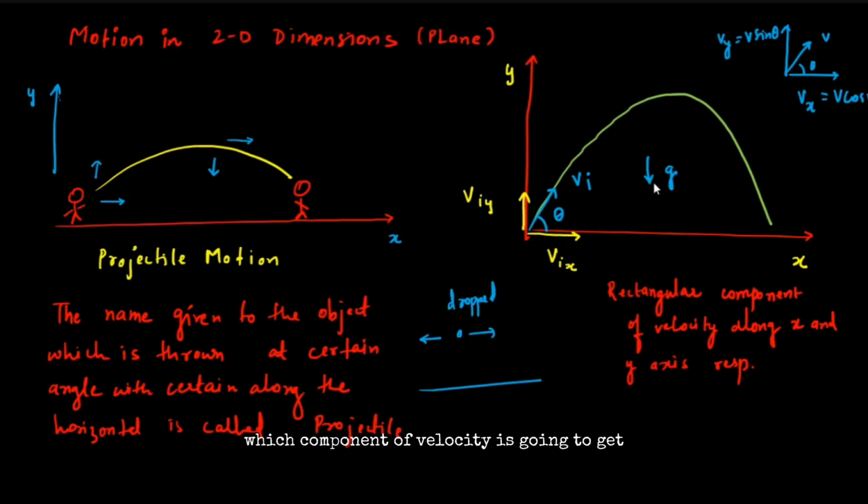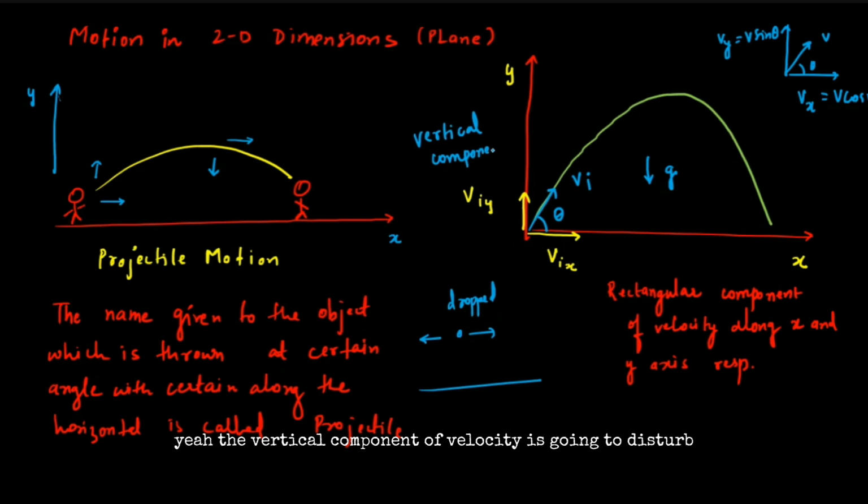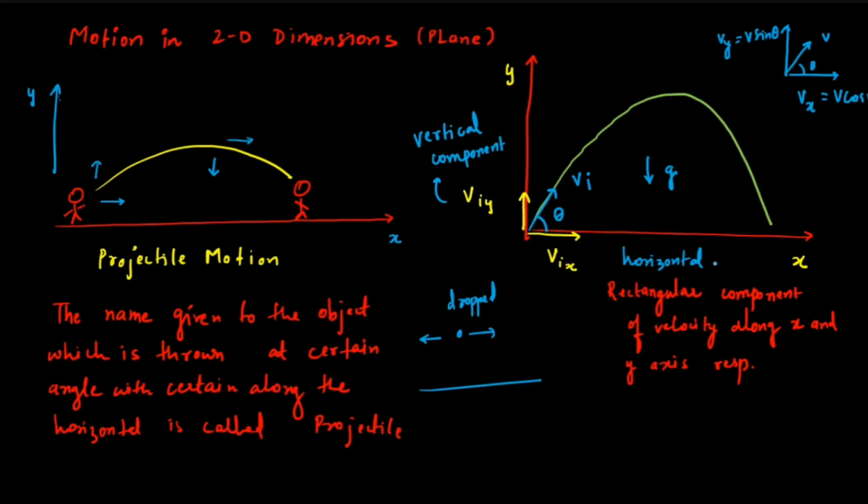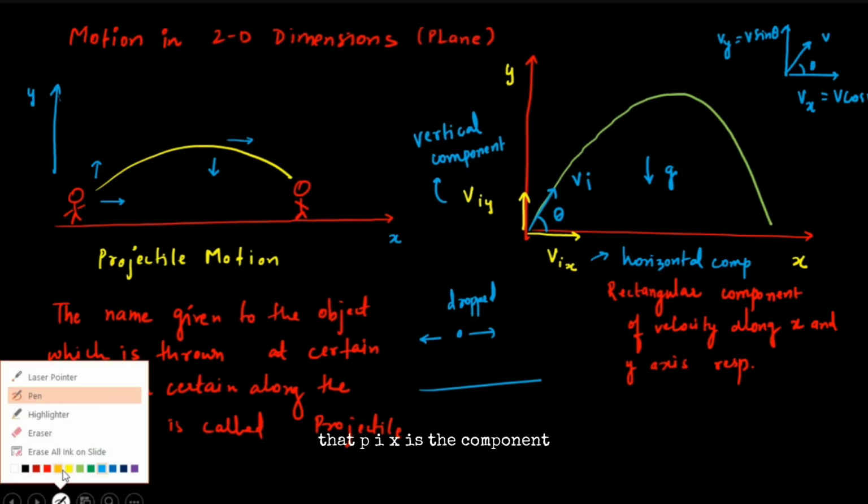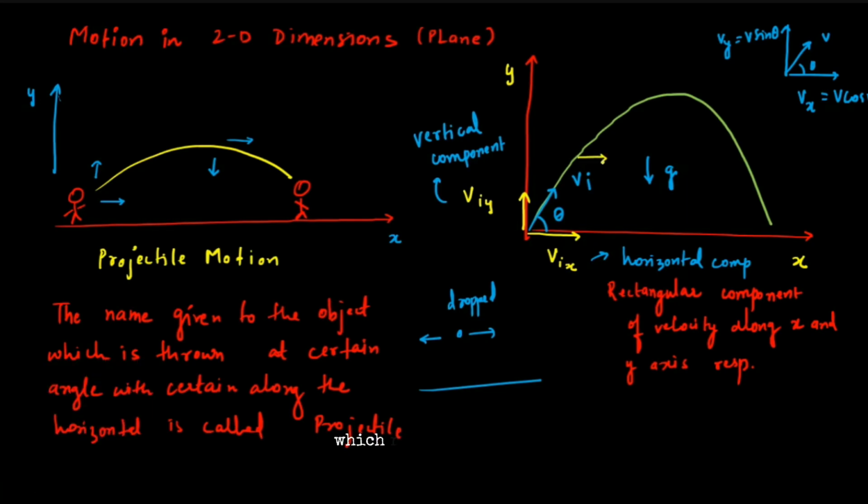Which component of velocity is going to get affected due to this g? The Vi y, that is the vertical component. The vertical component of velocity is going to be disturbed due to this gravity, whereas this horizontal component is facing no such thing in this axis, so it won't change. What we need to understand here is that Vix is the component which remains the same.